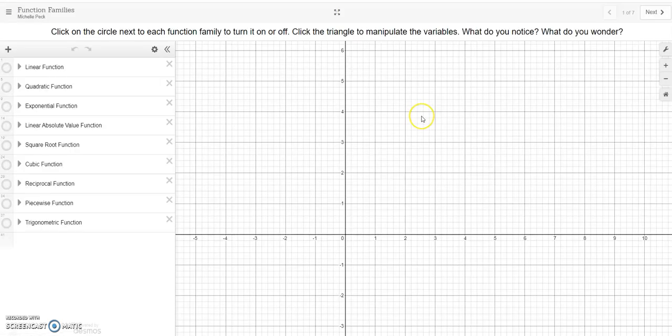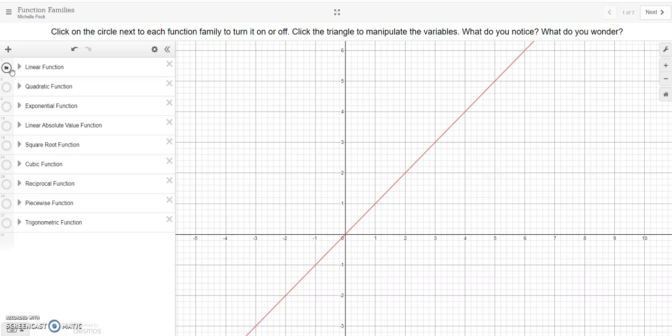Then log in if you need to, and you're going to see this screen pop up. In order to get started, we have to understand that there are different functions and they have different shapes. We've covered and mastered the concept of a linear function. Clicking on that turns on the linear function, and we see a straight line. It has a constant rate of change.